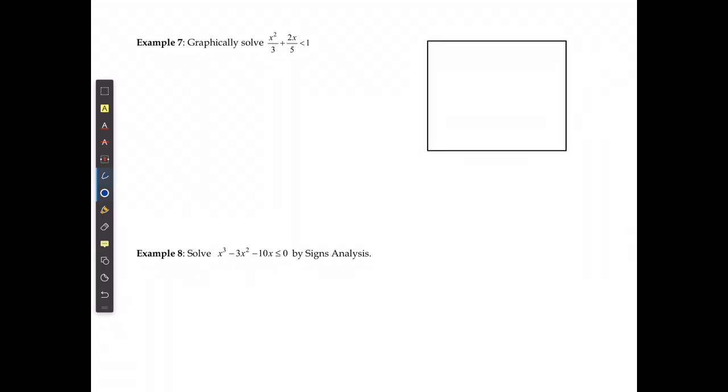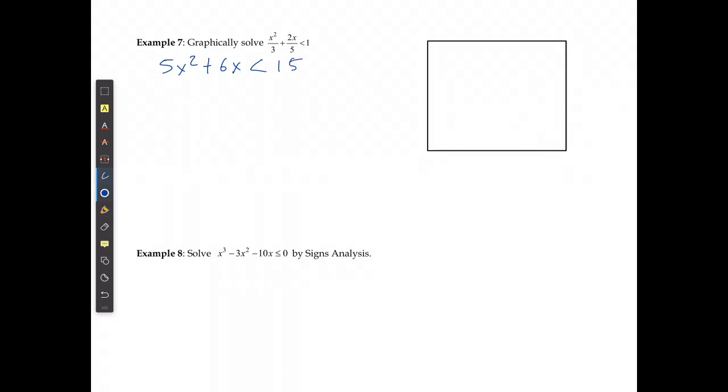When I'm dealing with fractions, you can leave the fractions or you can not leave the fractions, especially if you're doing it graphically. It doesn't matter. So I'm going to multiply everything in here by 15 in order to get rid of the fractions to start. If I have 15 times x squared divided by 3, I have 5x squared. If I have 15 times 2x divided by 5, I have 6x. And then I just have is less than 15.